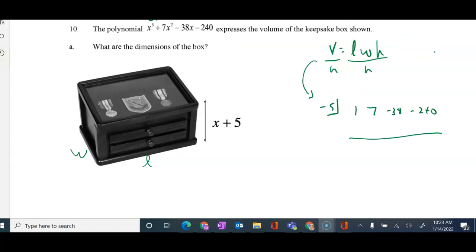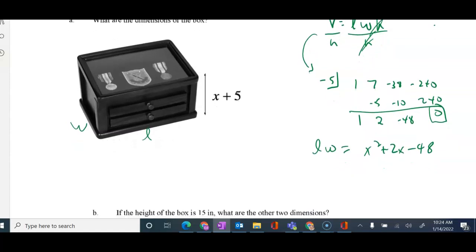Process of dividing the volume by the height in synthetic form. 1 times negative 5 is negative 5. We add, that's 2. Multiply is negative 10. Add, negative 48 times negative 5 is positive 240. The remainder is big 0. So the length times the width, divided by height over here, the length times width is the result. The quotient is the length times width. It is x squared plus 2x minus 48.